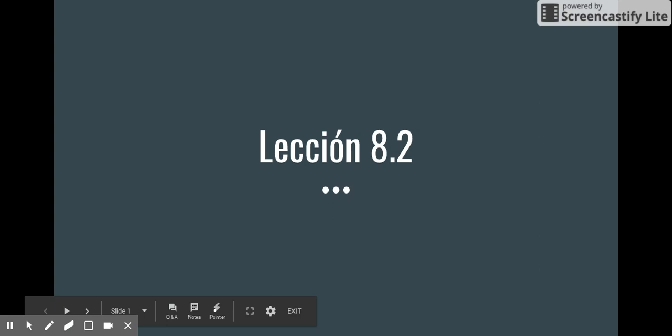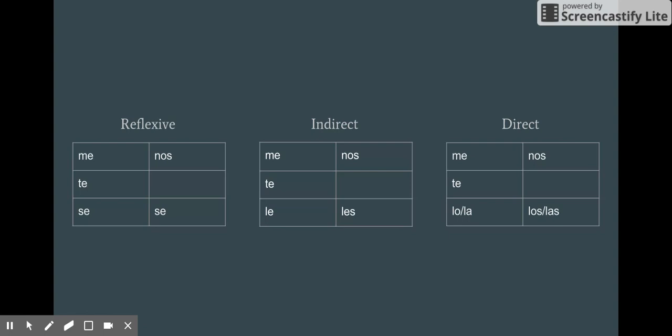So for section 8.2, the main topic is multiple object pronouns. As a review, the main pronouns that we have learned so far are reflexive pronouns, indirect object pronouns, and direct object pronouns. Reflexive pronouns generally go with a reflexive verb, and a reflexive verb is something that you do to yourself. So, me lavo las manos, I wash my hands, me cepillo los dientes, I brush my teeth, me visto, I dress myself.